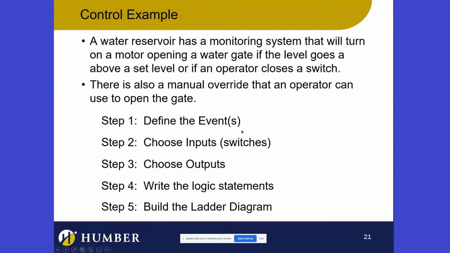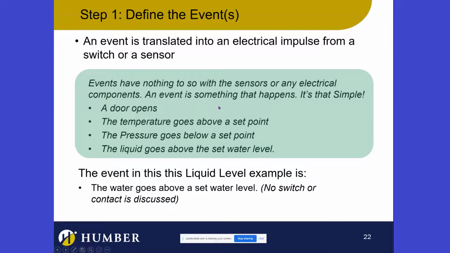So let's go here. Let's define the event. So the event here is pretty simple. An event is translated into an electrical impulse from a switch or a sensor. Okay, so what's going on? Events have nothing to do with sensors or electrical components. An event is something that happens. It's that simple. A door opens. We talked about these. The event in this liquid level example is, the water goes above a set water level. Okay, here we go. That's it. The water goes above a set water level.